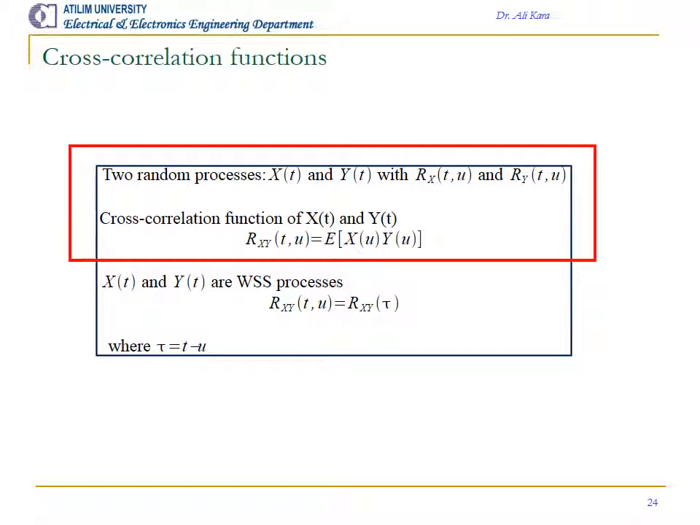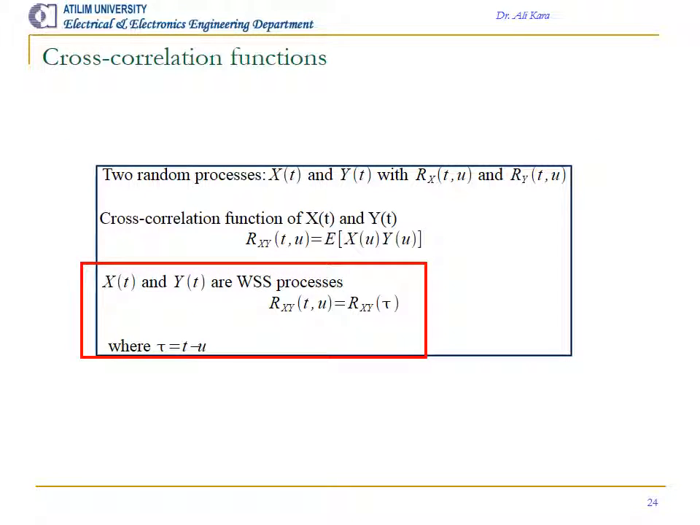Cross-correlation functions. Consider two random processes x(t) and y(t) with autocorrelations Rx(t,u) and Ry(t,u). The cross-correlation function of x and y is defined as Rxy(t,u), which is equal to the expectation of x(t) times y(u). If x(t) and y(t) are WSS processes, Rxy(t,u) is equal to Rxy(tau), where tau is equal to t minus u.